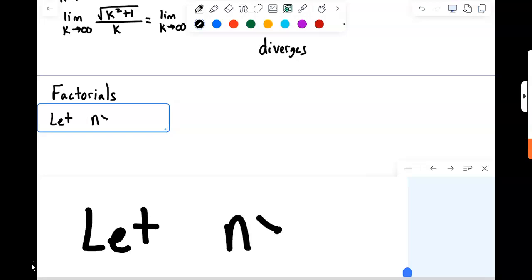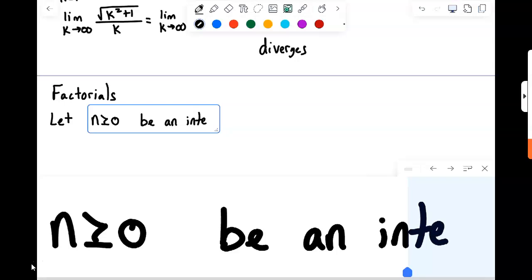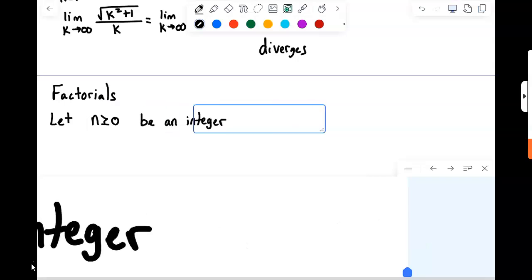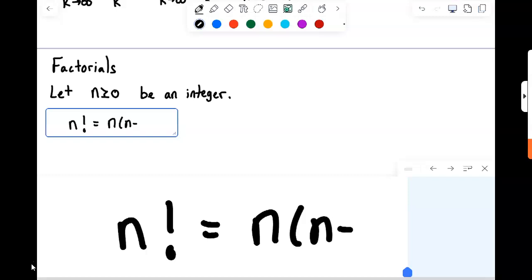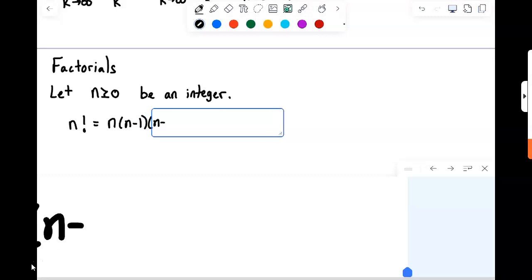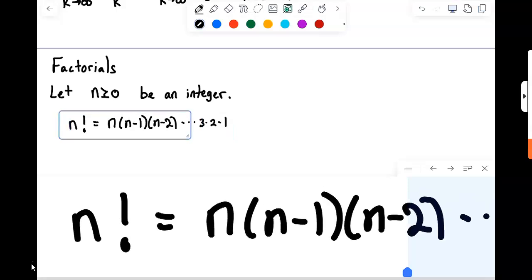We say let n greater than or equal to 0 be an integer. Then we define n exclamation mark to mean starting with n, multiply from n and multiply by each number below it, and continue that process until you get down to 1. And that's called n factorial.